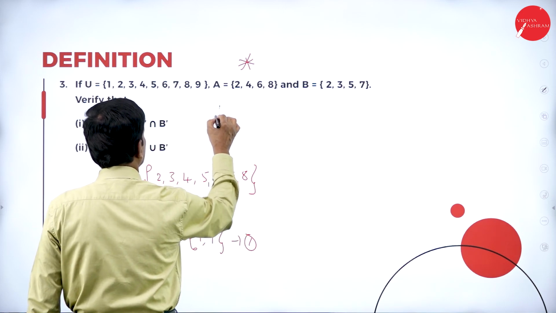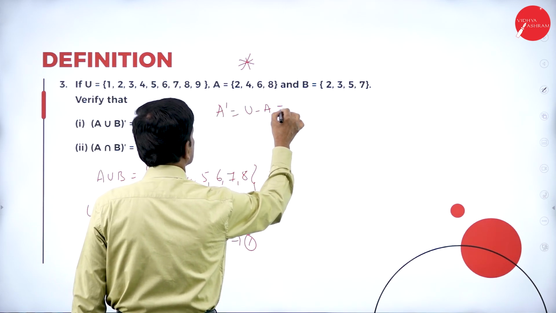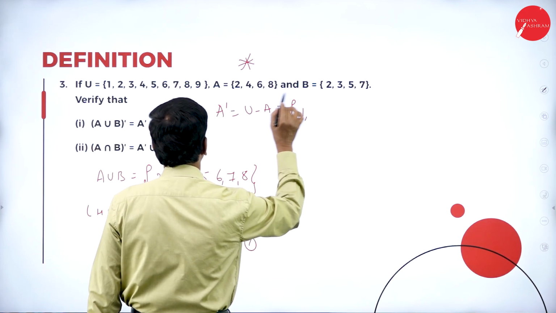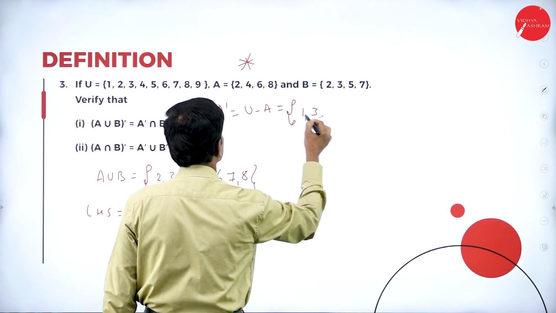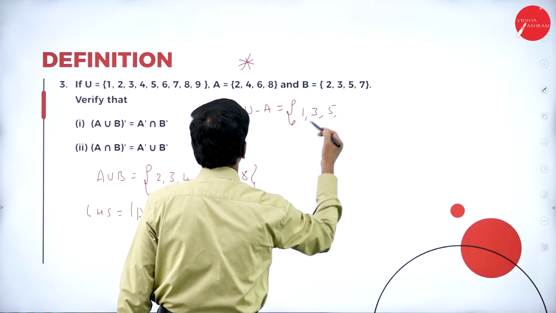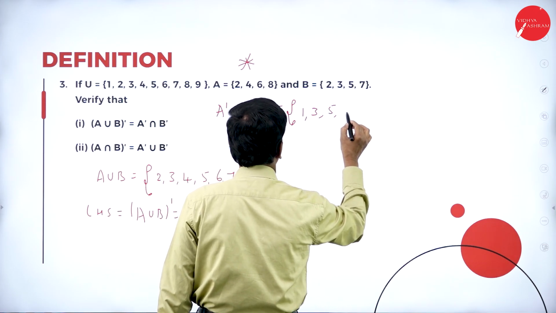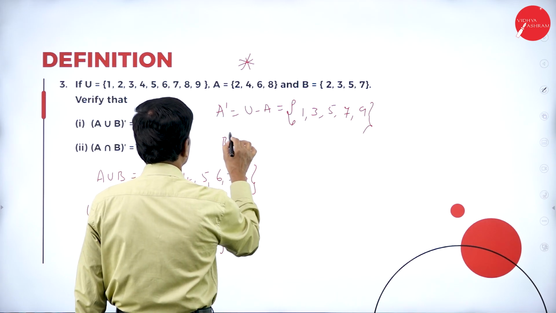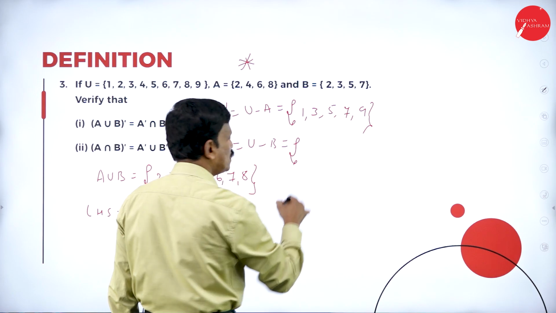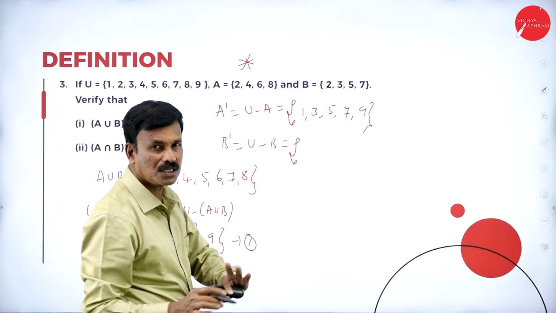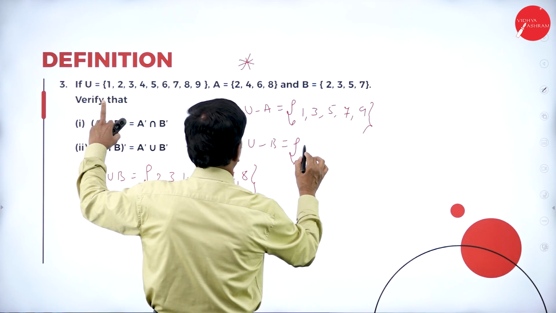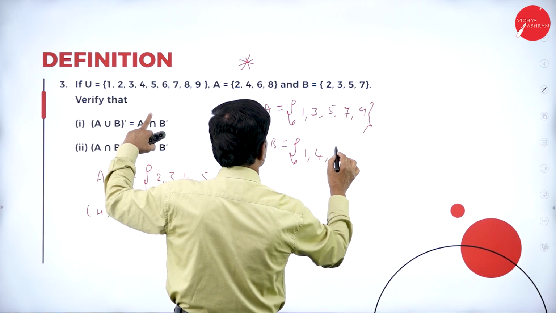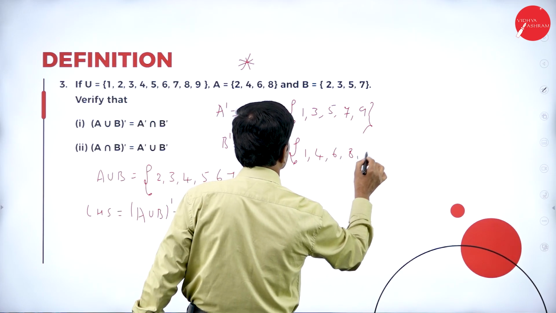Right. Now, find out A dash. A dash is equal to U minus A, all the elements which are in U but not in A. In U we have 1, not in A. 2 is there, 3 is not there, 4 we have, 5 is not there, 6 we have, 7 is not there, 8 we have, 9 is not there. This is A dash. And B dash is nothing but U minus B, all the elements which are in U but not in B. Other than B is the B dash. So, other than B is 1, then 2 is there, 3 is also there, 4, 5 is there, 6, 7 is also included, 8 and 9.